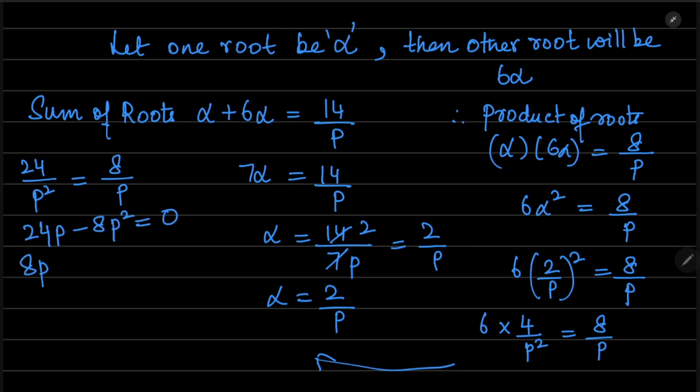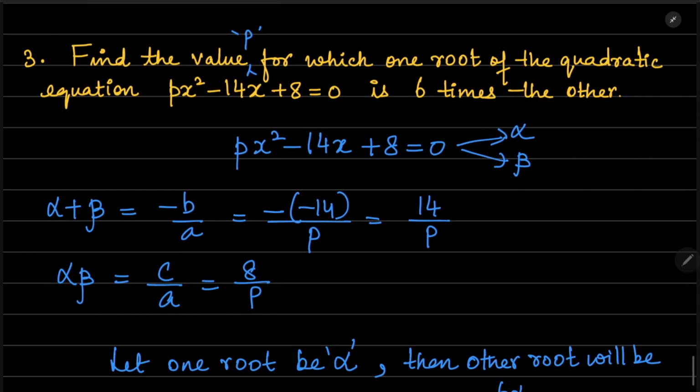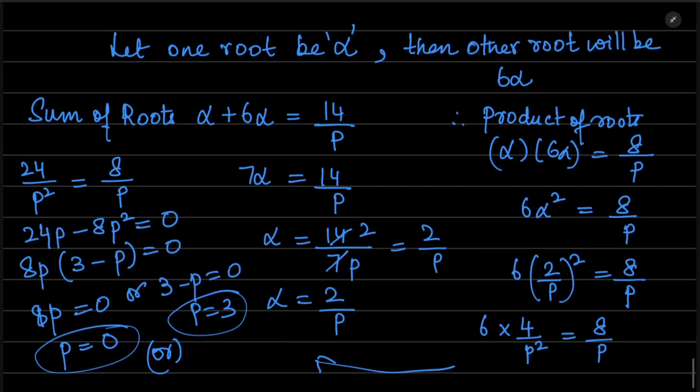Take 8p common out, so you will have 3 minus p equal to 0. Am I right? So either 8p equal to 0 or 3 minus p equal to 0. So p is equal to 3. This is one of the values, and the other value will be p equal to 0. Okay, 8p equal to 0 means p is equal to 0. Is it clear? So this or this is the answer. So find the value of p for which one root of the quadratic equation is 6 times the other. So you will have either p can be 0 or p is equal to 3 is the answer.